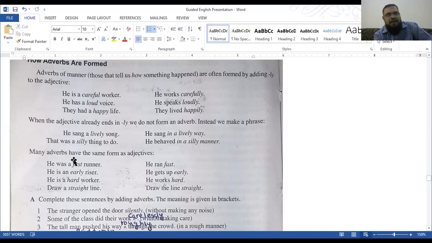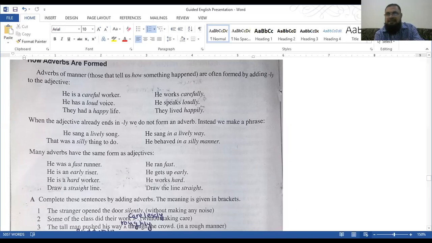Many adverbs have the same form as the adjective. He was a fast runner. He ran fast. He is an early riser. He gets up early. He is a hard worker. He works hard. Draw a straight line. Draw the line straight.